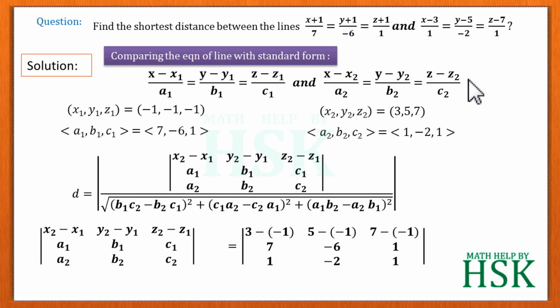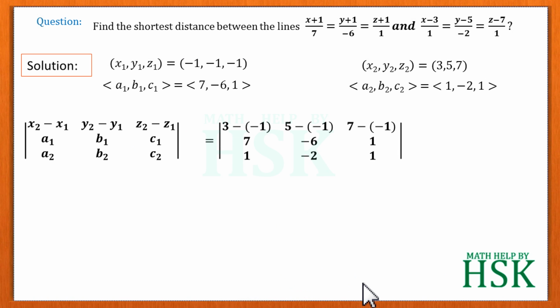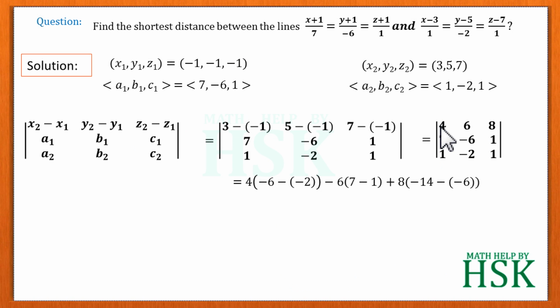So we are going to get 3 - (-1), 5 - (-1), 7 - (-1). You can see we have taken the difference. We have placed the values of a1, b1, c1 and a2, b2, c2. This can be written as 4, 6 and 8, and next we are going to expand it. So this will be equal to 4 times (-6 - (-2)), -6 into (7 - 1) and 8 into (-14 - (-6)).